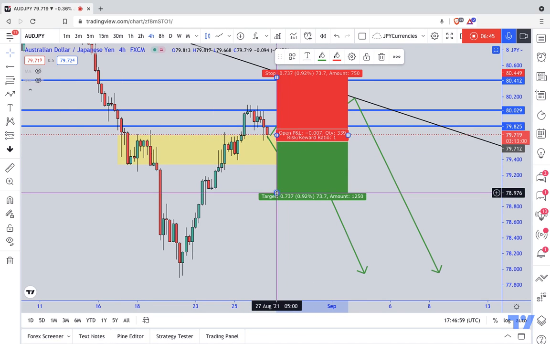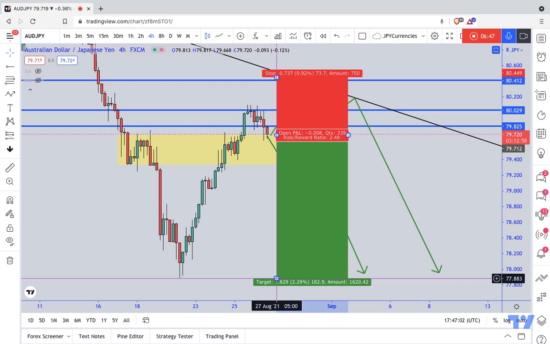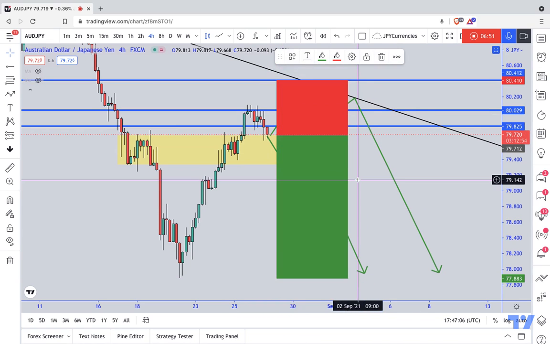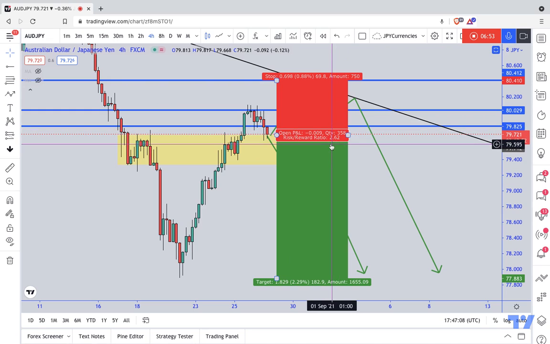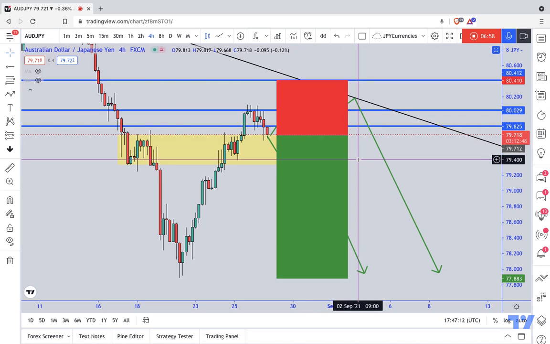Something like this, and maybe just like this. All right, and what's the risk reward ratio? It's a 2.6 risk reward ratio.